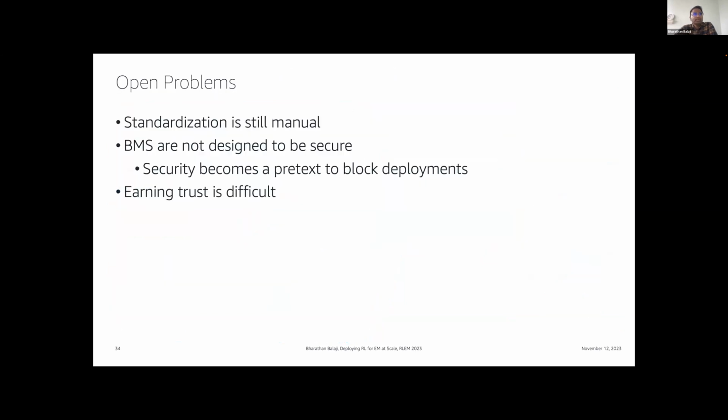Still a lot of open problems here. The standardization, as I mentioned, is still manual. Building management systems are not secure, and that security becomes a pretext to block you from doing innovation. So if we can make it secure by default, a lot of this deployment headache is reduced. And finally, earning trust is difficult. These people have been operating buildings for decades, possibly, and you come with your fancy new solution, and they don't believe you most of the time. So all of the previous steps about explainability and debuggability become important.